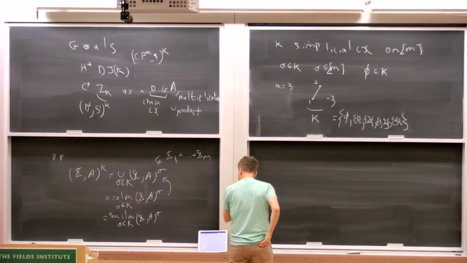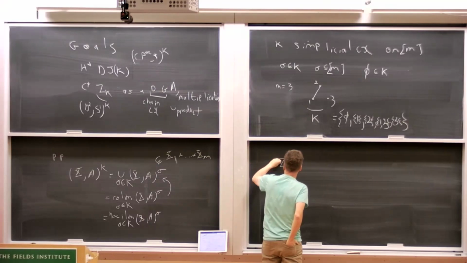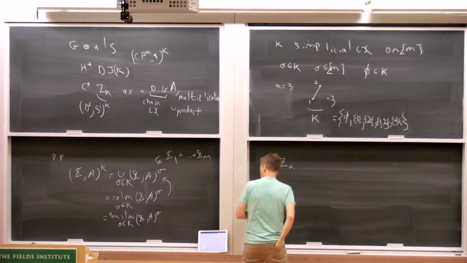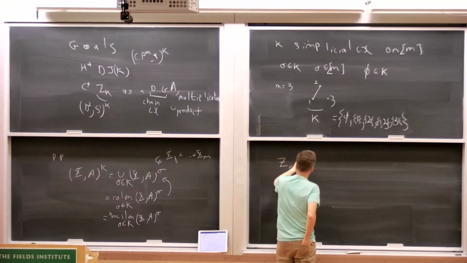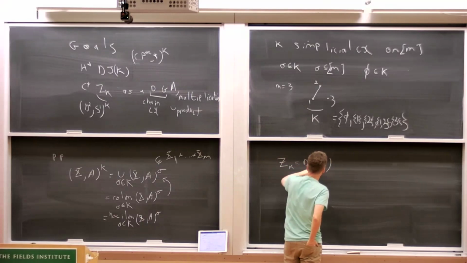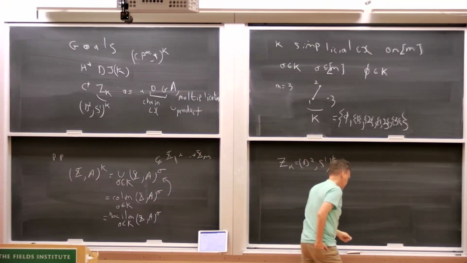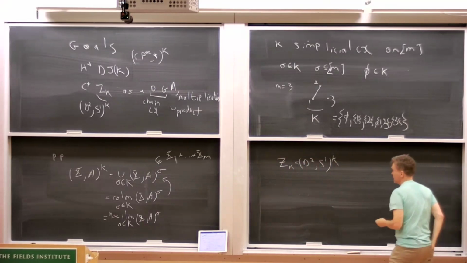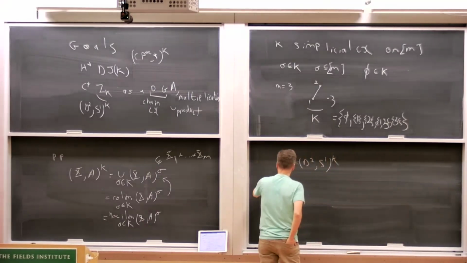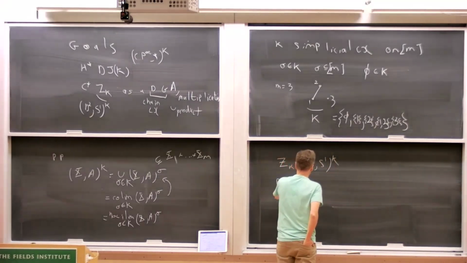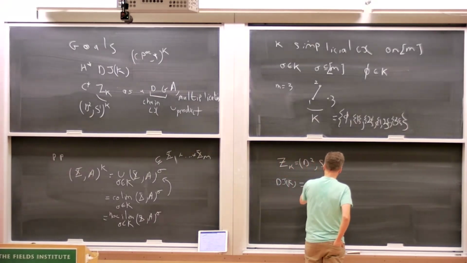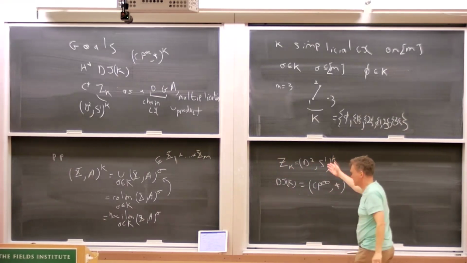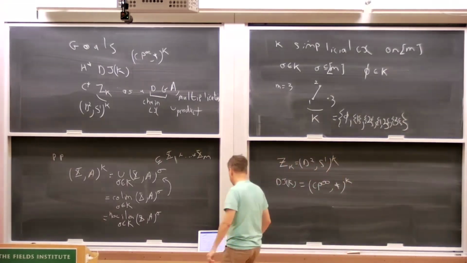And the one case we were interested in was Z_K, which is (D^2, S^1)^K. That's one of the cases. And then the other case was this Davis-Januszkiewicz space, which is (CP^∞, point)^K.